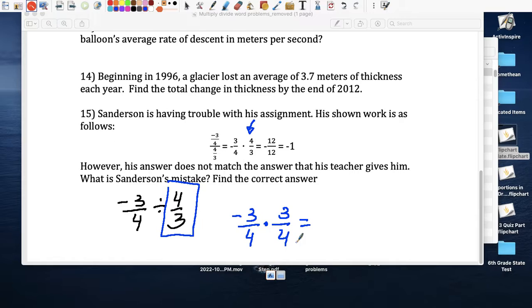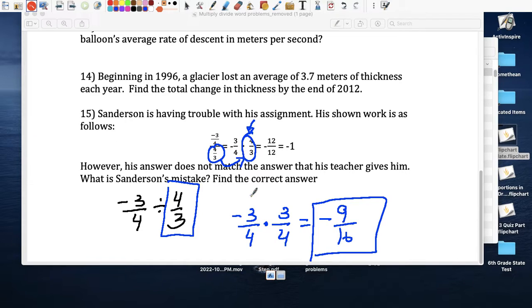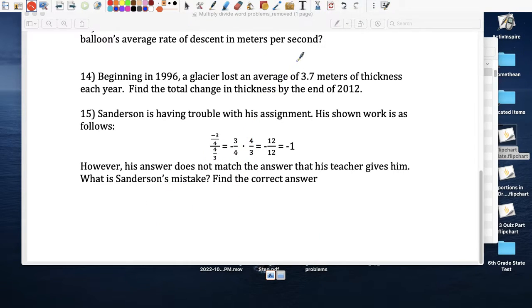So the correct answer would have been, negative times a positive, which is a negative. 3 times 3 is 9, and 4 times 4 is 16. Final answer should have been negative 9 over 16. Okay, so what was his mistake? He didn't use the reciprocal of 4/3. He kept it as 4/3, and that's what led to a mistake. Right? Yeah, that's it. Very short video today.